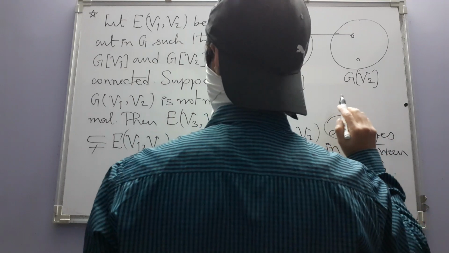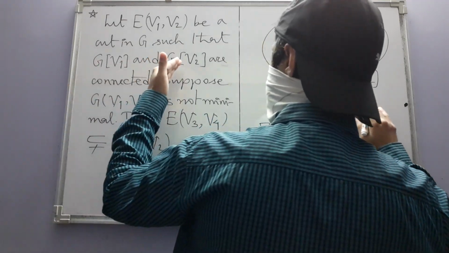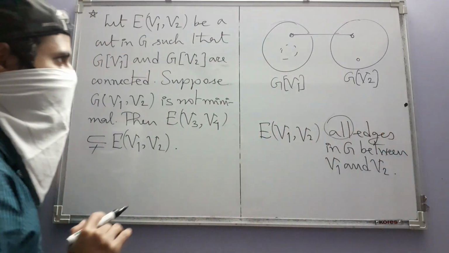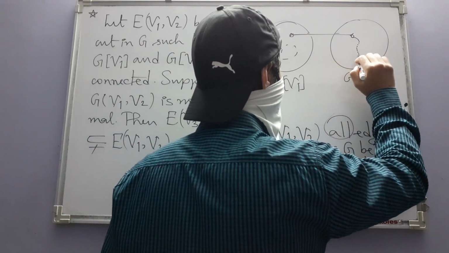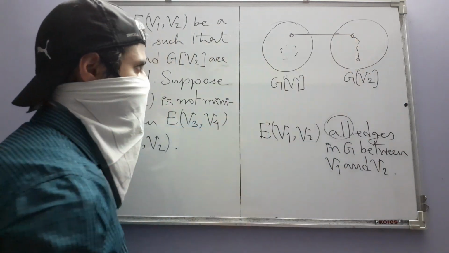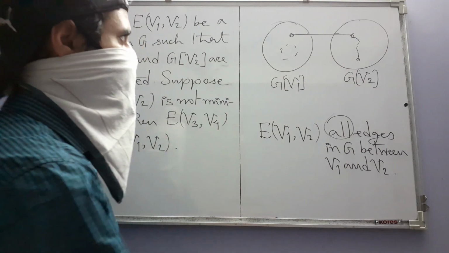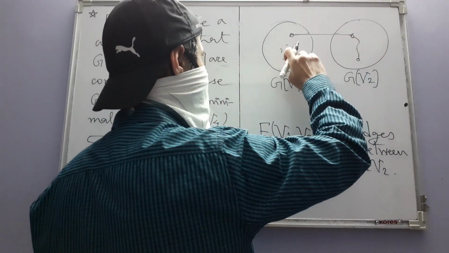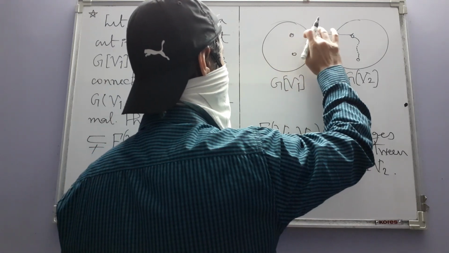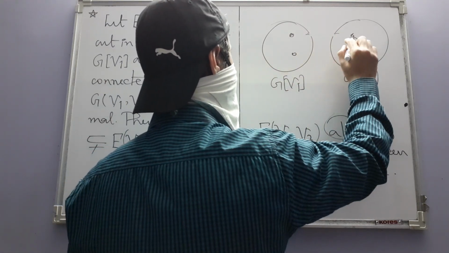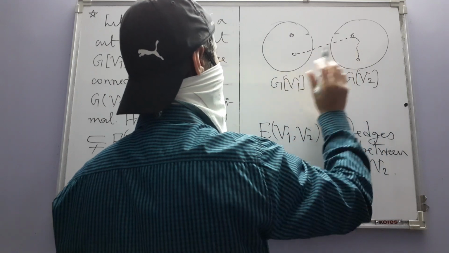Now, the fact that you have considered GV2 to be connected forces you to have a path between this vertex and this vertex. So, when you move this vertex to this side, you cannot get rid of that path.